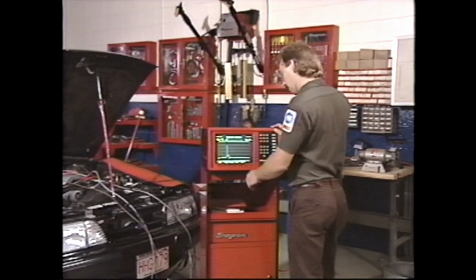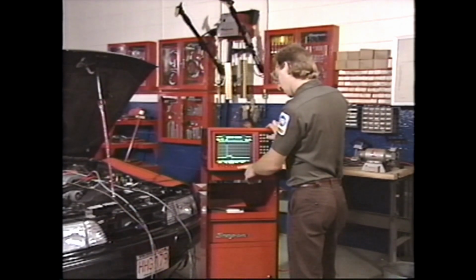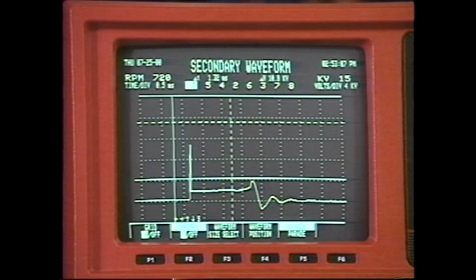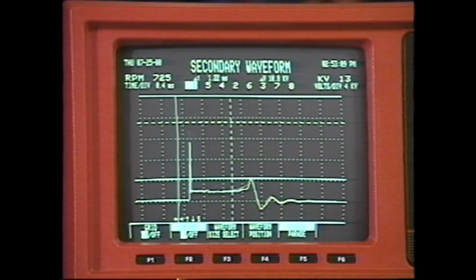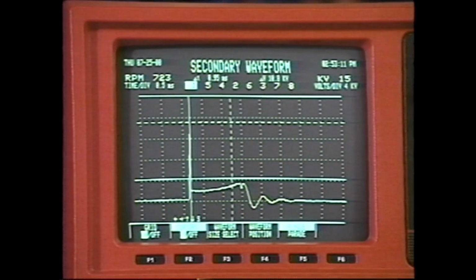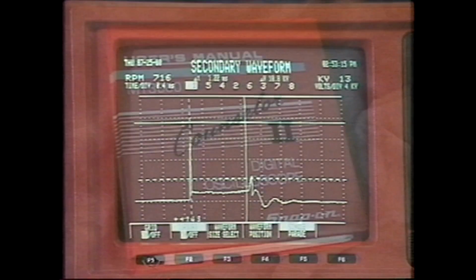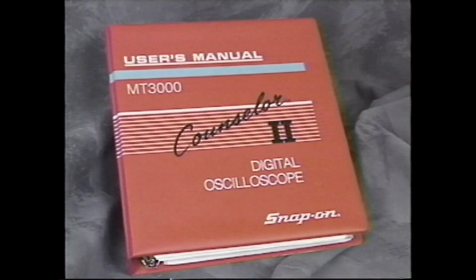There will be times when you'll want to freeze a waveform, expand it, or measure a portion of it to compare your test results to a specification. You may want to store the pattern in memory or print it so you can look at it again later. The Counselor 2 User's Manual and the video on basic operating procedures explain how to use these special features and functions. It's best to approach diagnostic testing in a systematic way.